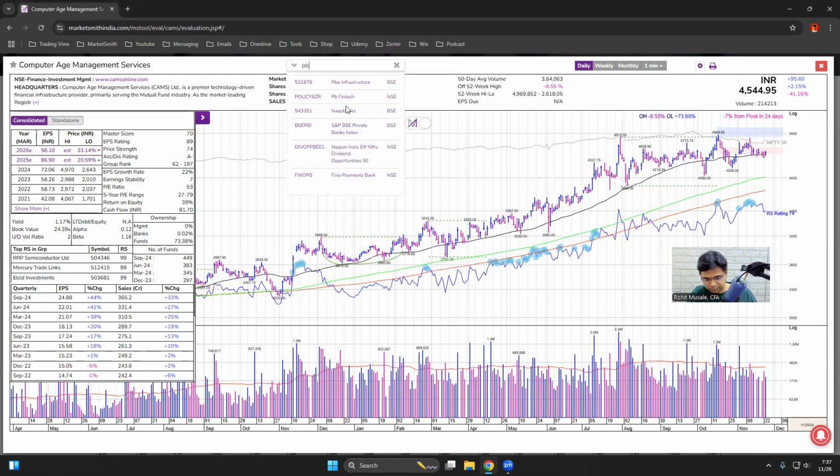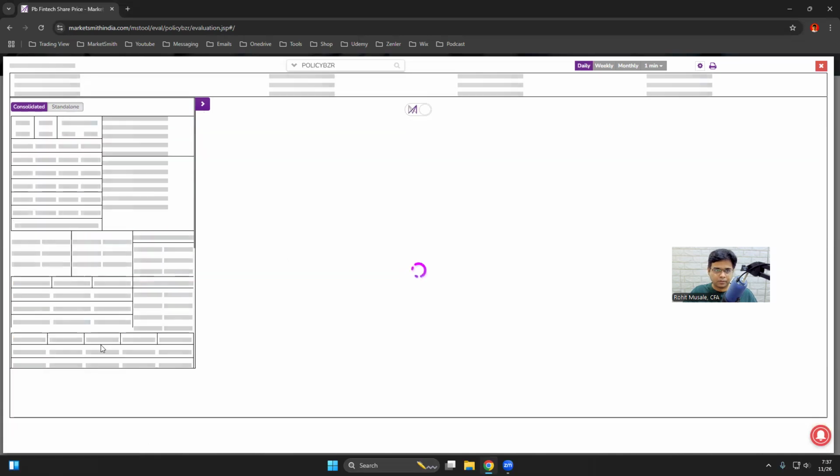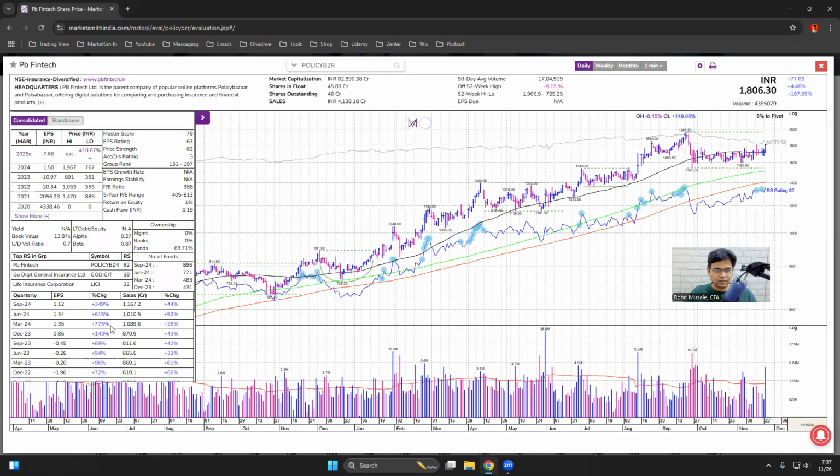So let's say PB FinTech. You see 700%, 615%, 349%. So from 700%, it has gone down to 350%. So it is decelerating. It is not accelerating. We want accelerating earnings growth. Okay. In the latest reported 2 or 3 quarters. This is another important point.